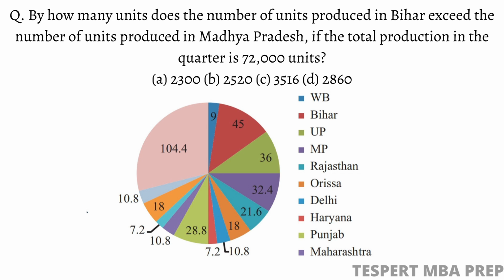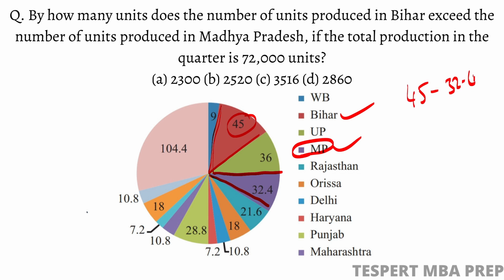See, by how many units does the number of units produced in Bihar exceed the number of units produced in Madhya Pradesh if the total production in the quarter is 72,000 units? Okay. See, we are asked to find out the difference between the value of Bihar and that of MP. So what is the value of Bihar here? 45. This is the sector in which Bihar is represented, and the sector in which MP is represented is this one, 32.4, right? So what is the difference in the angle of Bihar and Madhya Pradesh?